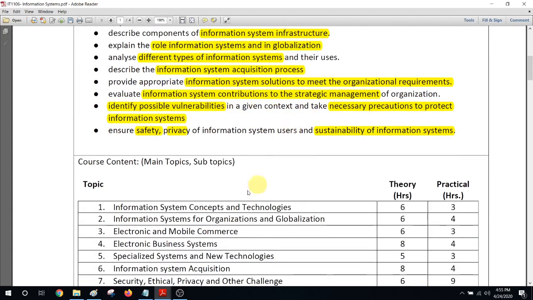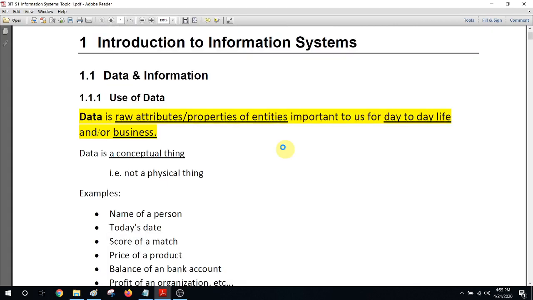Let's move on to topic 1, that is, introduction to information system concepts and technologies. Here we are going to first become familiar with some terminology and some basic concepts only. The first concept is basically what is data. Data is any attribute or property of entities. Entity basically means anything that you are interested in. You can look at entities in 3 categories: living things, non-living physical things, and conceptual things.